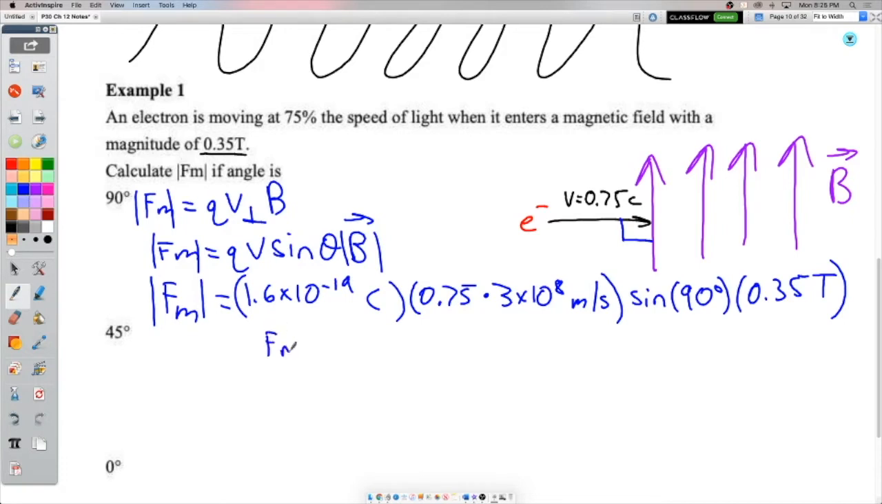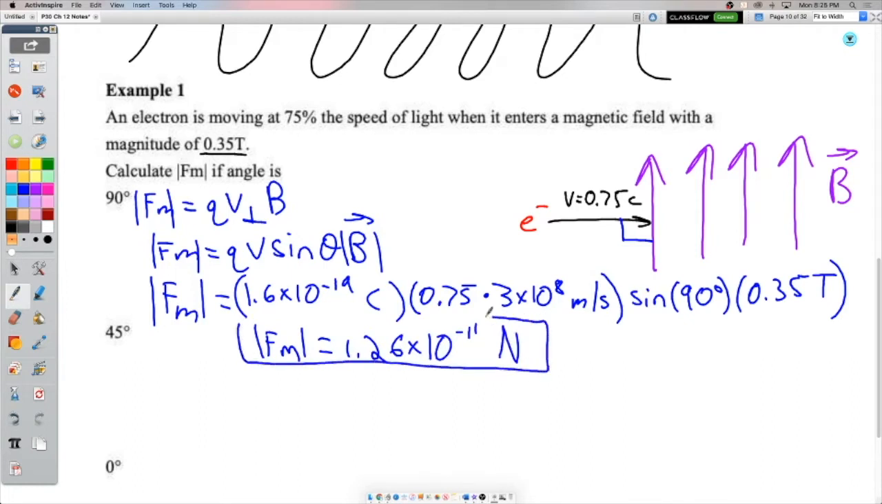So Fm, the magnitude of the magnetic force, I got 1.26 times 10 to the negative 11 newtons. Cool. Great. You're saying, okay, what's the direction? You're going to have to wait for another hand rule for that.